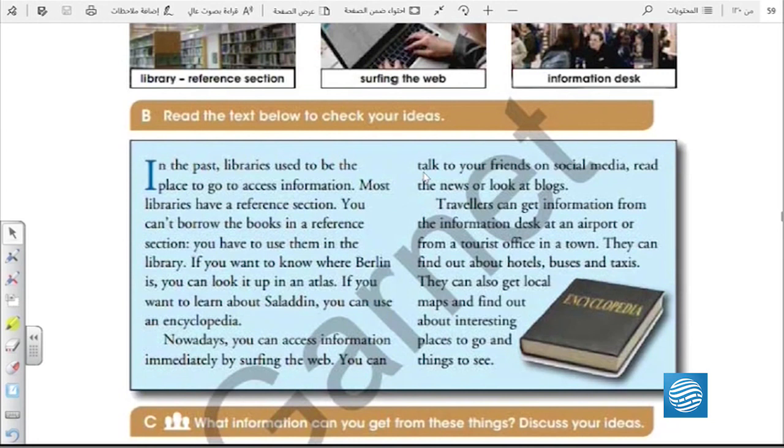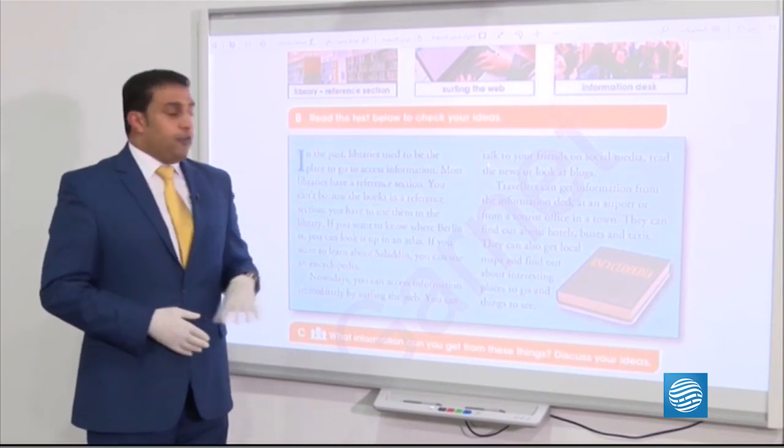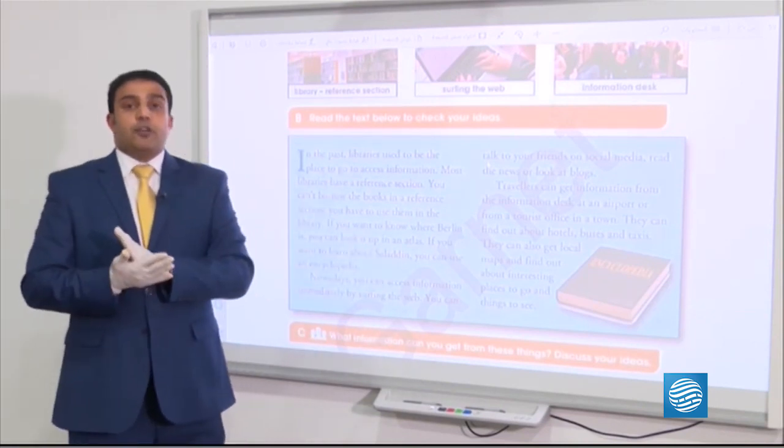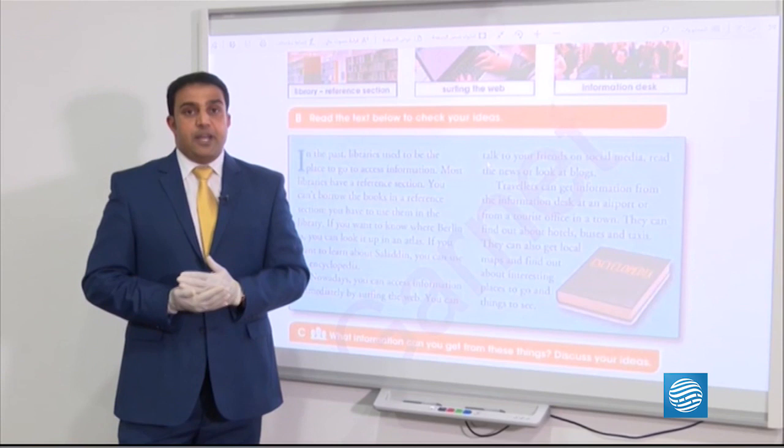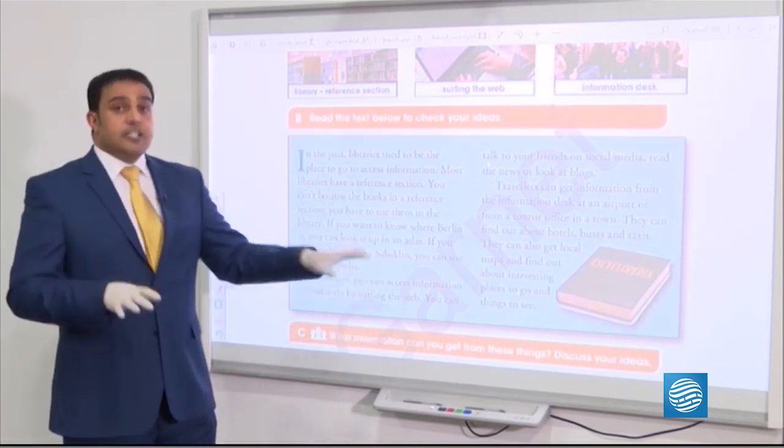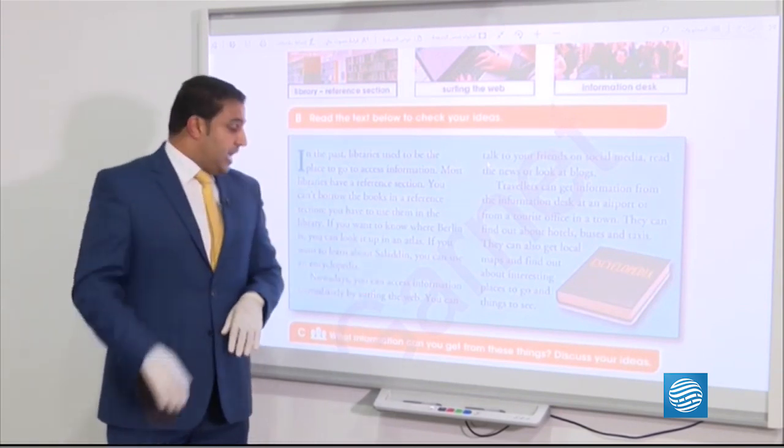Nowadays, you can access information immediately, directly, no other ways. Just click a button and you get the information. So nowadays, you can access information immediately by surfing the web. What's the meaning of web? Web is the page of something that you look for. For example, as I said before, if you want to look for a Ministry of Education web page, you can surf the internet to know information about the Ministry of Education.